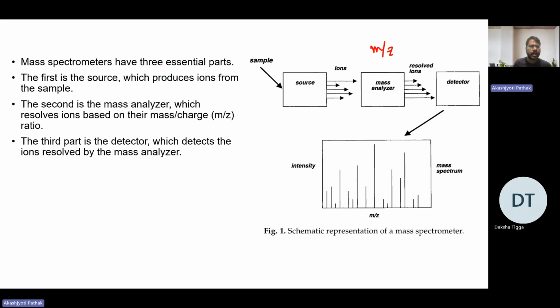So it has three essential parts. First is the source, which produces ions from the sample. How will you produce ions from the sample? You have to apply heat energy or electric energy that will eject an electron from the molecule, and it will be converted into ions. Then the second is the mass analyzer, which resolves ions based on their mass to charge ratio. And the third is the detector, which detects the ions resolved by the mass analyzer.